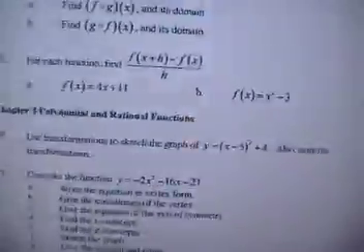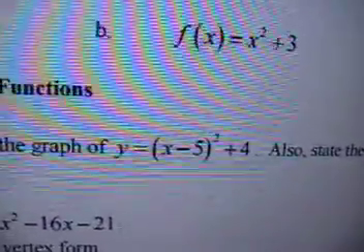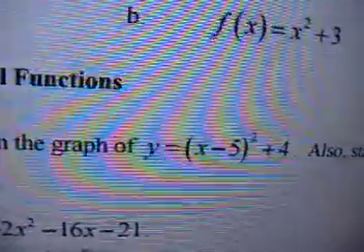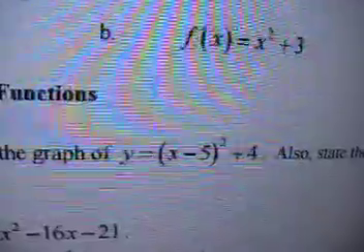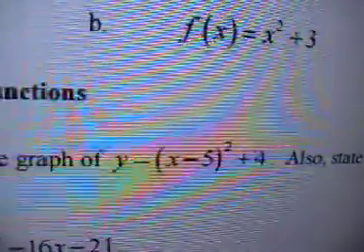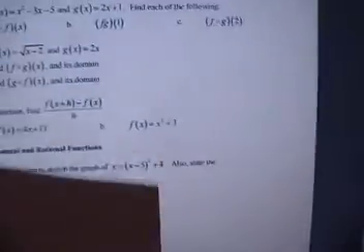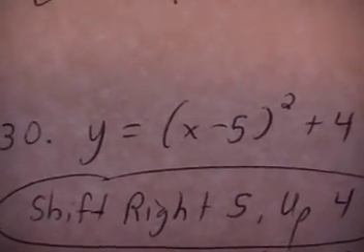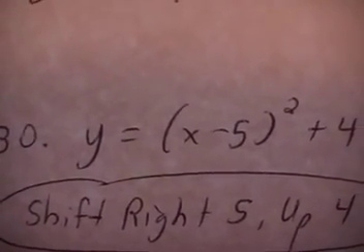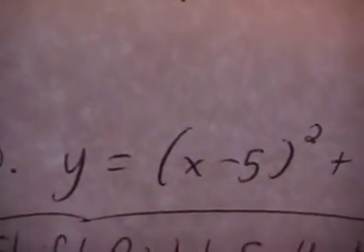Number 30 says use transformations to sketch a graph of this, and it's a quadratic graph. If you know how y equals x squared looks, a u-shaped parabola, the question becomes what does the minus 5 and the plus 4 do to the graph? And this is how I always treat these. If you see a number with x in a grouping symbol like this, x minus 5, that minus 5 is in the grouping symbol with x, you do the opposite of what it looks like.